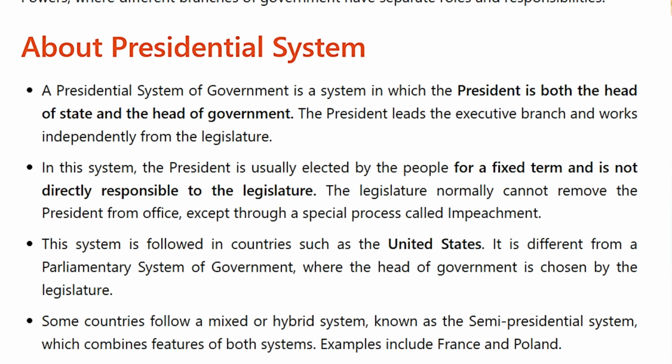This system is followed in countries such as the United States. It is different from a parliamentary system of government, where the head of government is chosen by the legislature. Some countries follow a mixed or hybrid system known as the semi-presidential system, which combines features of both systems. Examples include France and Poland.